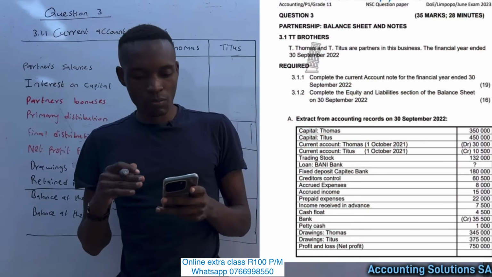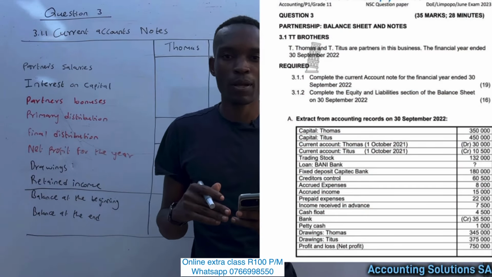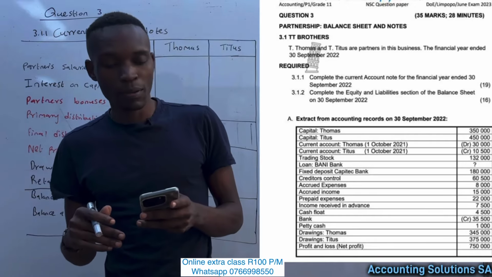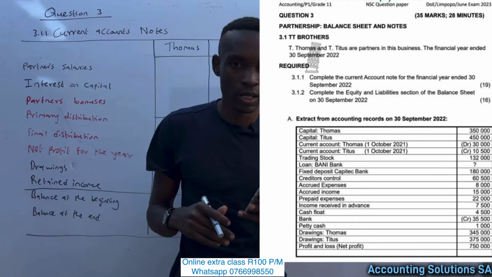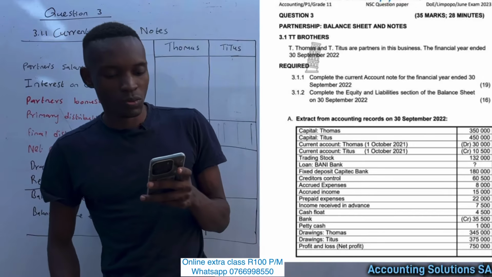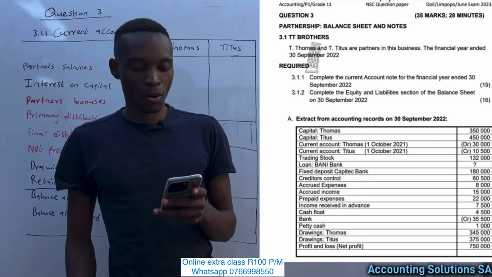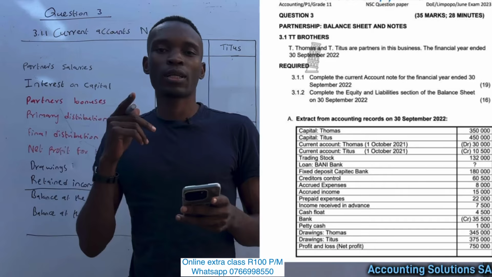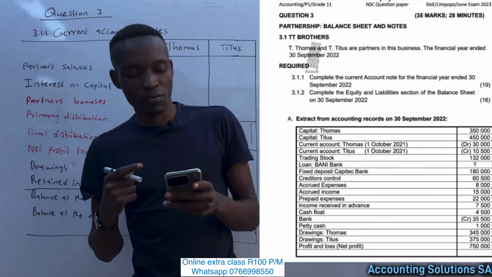Now let's look at the question paper that we have. This question paper is basically the 2023 question paper. It was the June examination, which was written in the province of Limpopo. Make sure that you also go and check the other videos of other provinces.